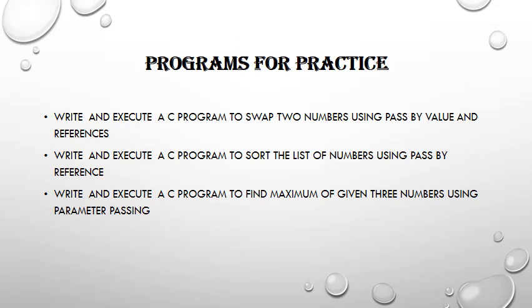So just 3 programs for you to practice. The C program to swap two numbers using pass by value and pass by reference. You just rewrite the program and practice. Next thing is to sort the list of numbers using pass by reference. Sort a list means you should use an array.